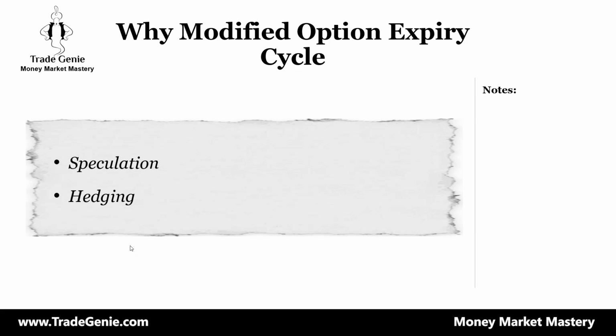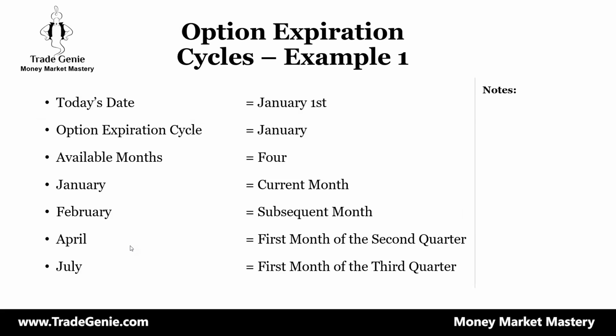So speculation and hedging. Now we need to understand what happens when the option expires and how the months are added. Right now, for the stock which is on the March cycle, we are not seeing the month of February, but eventually we will see the month of February in FedEx. So let's say today's date is January 1st, and a stock is assigned to the January cycle.